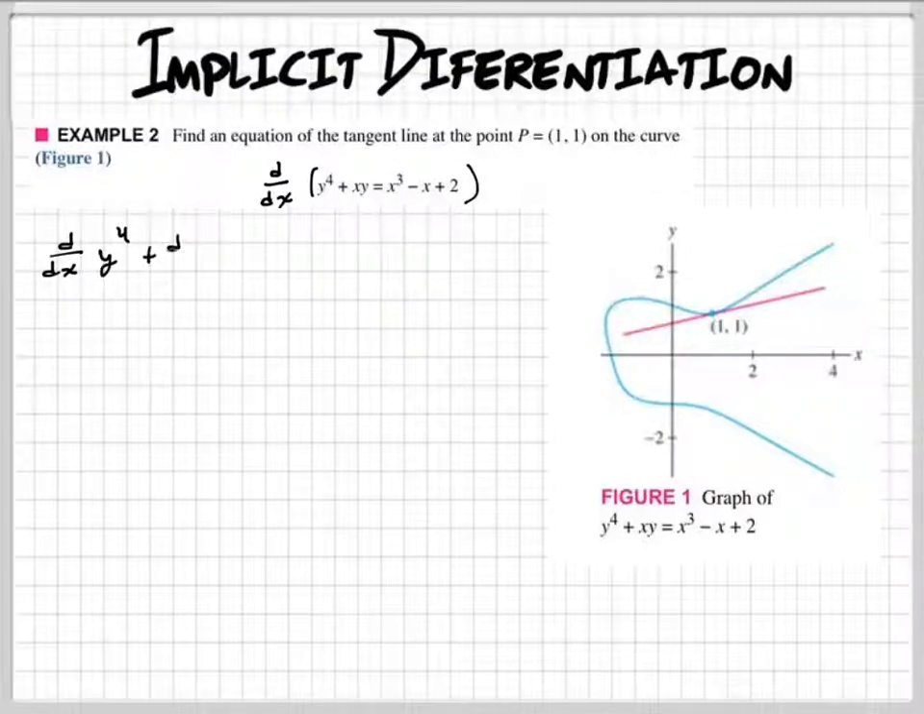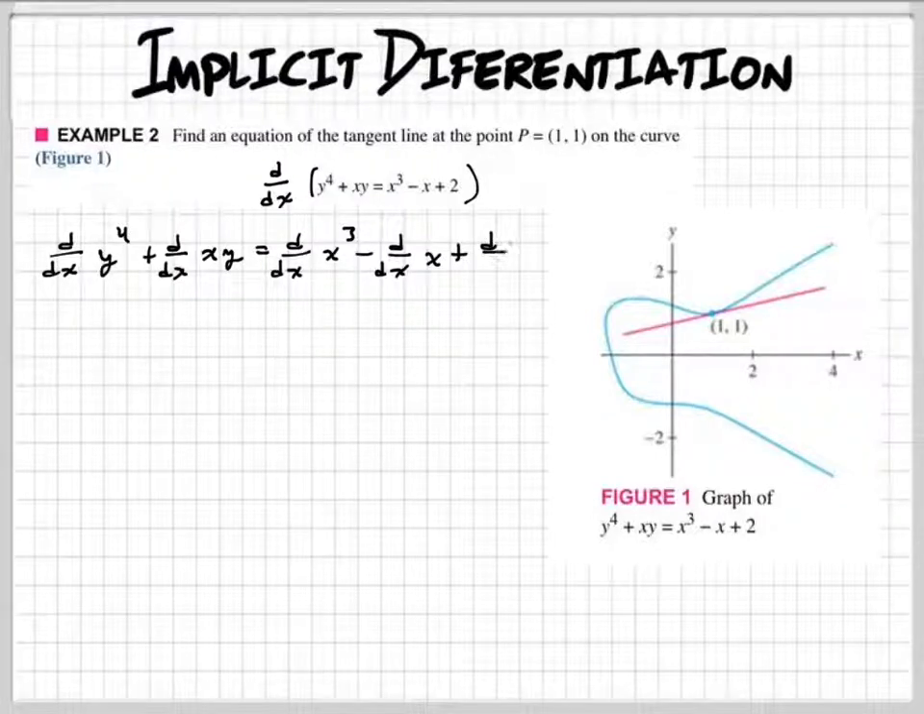And then we're going to take the derivative of the next term, which is x times y. And then the derivative of the next term, which is x to the third. And then the next one, which is just x. And then the next one, which is 2. Now the ones that are x's, you guys know how to do already. But the ones that are y's, something different has to happen.